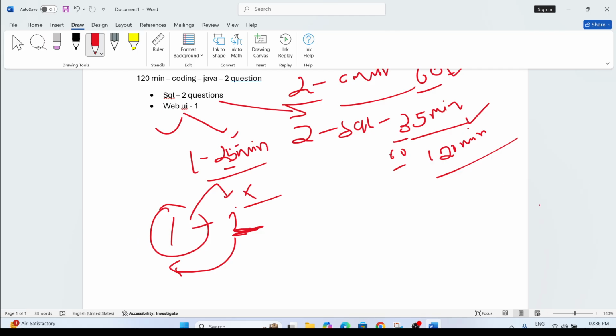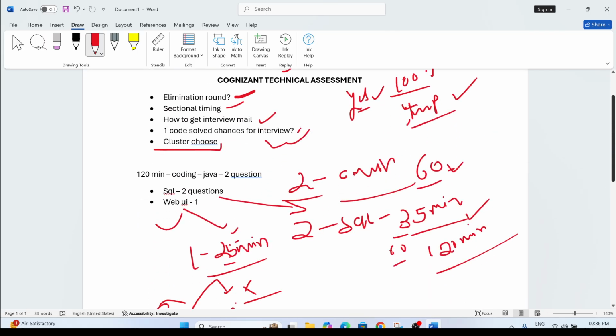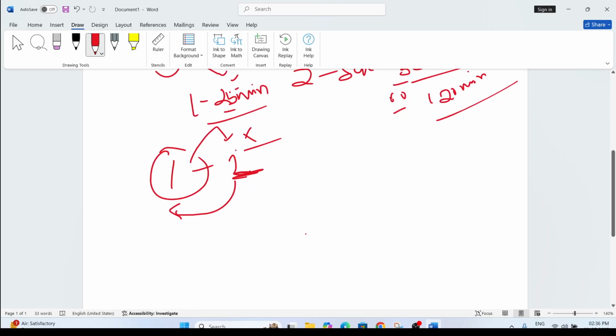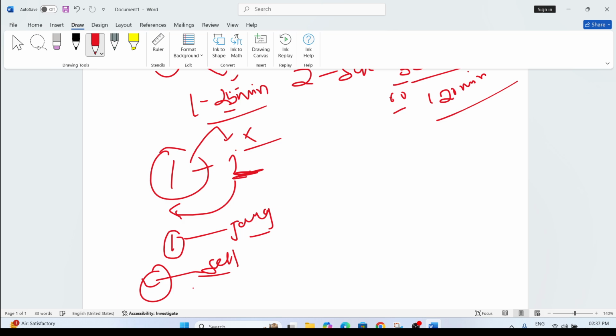Now what is the next question? If one could solve, what are the chances of the interview? So basically, how many questions need to be solved? I will tell you: if you are solving one Java coding question and one SQL coding question, and UI also somehow you are solving, then guys, for Cognizant GenC, for the GenC profile, there are high chances for the interview.